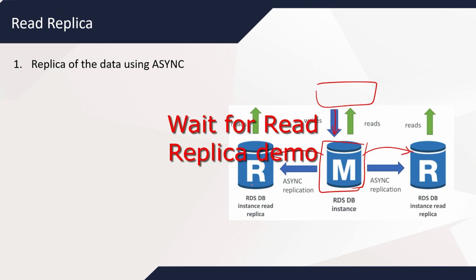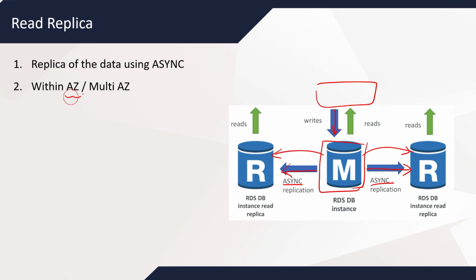Okay, and this replication happens in asynchronous mode, and this replication can be set within the AZ, or it can be multi AZ as well. So AZ here is nothing but availability zone. So an availability zone is a set of nearby data centers which can be used for high availability, right? It can be within one single AZ, or it can be multiple AZs. So it gives you that flexibility.